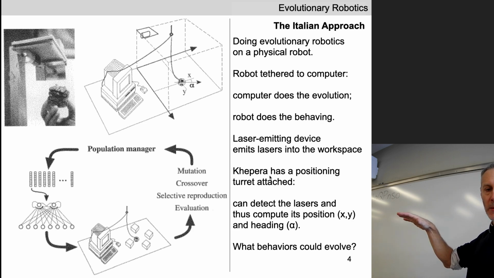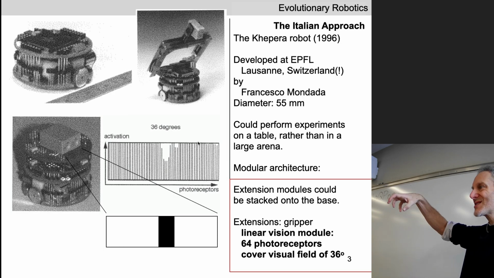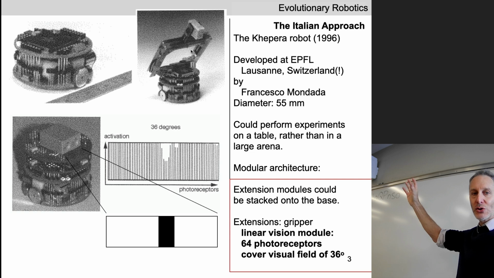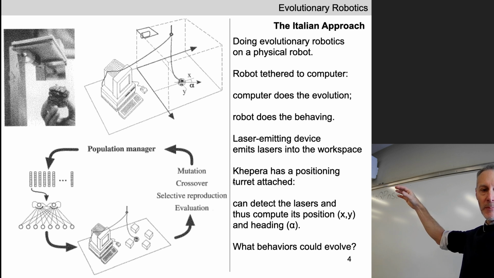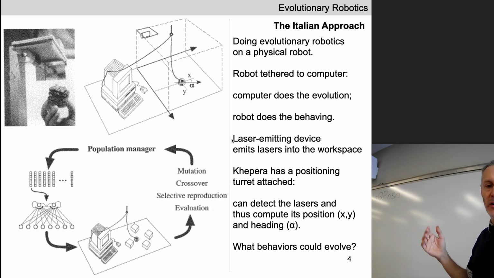Another nice thing about the Khepera is that it was modular. You can stack different things on top. Here's a little gripper that's holding a sugar cube. We'll come back to this sugar cube gripping robot in a few weeks. You can put a little gripper on top. You can put a little eye on top.